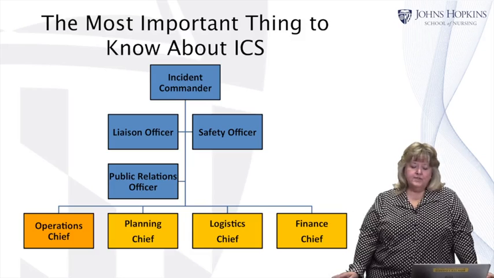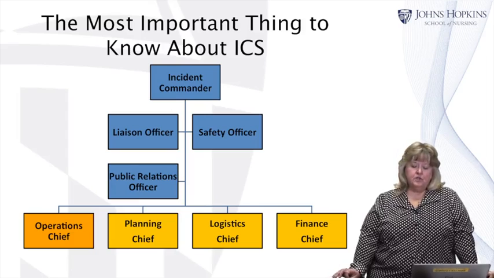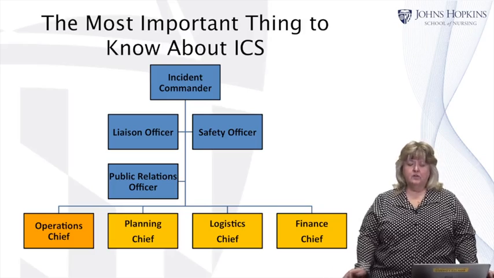Now, with the increased incidence of terrorism in the past several years, there is sometimes a 6th branch added. That 6th branch is called the intelligence branch. This person is responsible for gathering information related to the forensics or the criminal activity of the event.